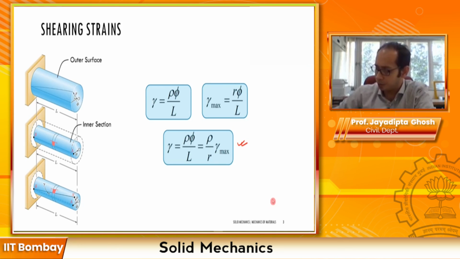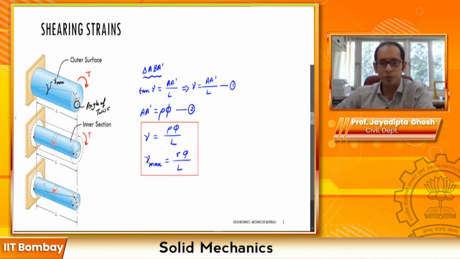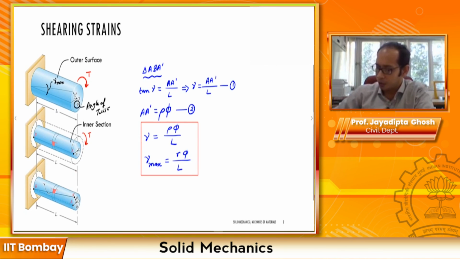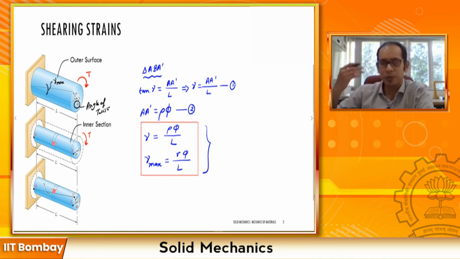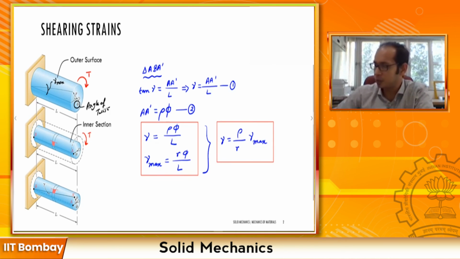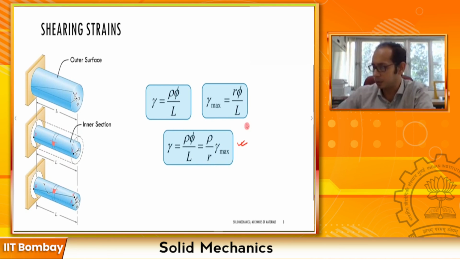Remember, in the previous page, let me just go back and write out this last expression as well. What we saw was that gamma equals rho phi by L, and gamma max equals R phi by L. If you use these two relationships and establish a relationship between gamma and gamma max, by dividing these expressions, you get gamma equals rho divided by R times gamma max, right? So this is also a fundamental relationship. All of these three relationships are summarized in this slide over here.